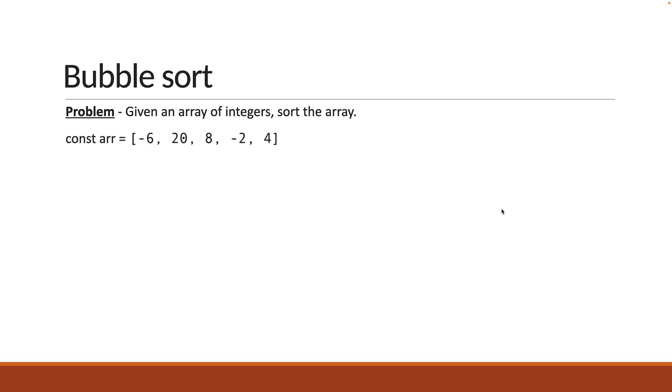For our first sorting algorithm, let's take a look at bubble sort. For our specific scenario, here is the problem statement. Given an array of integers, sort the array. Sorting can either be ascending or descending. For example, if we have an array of 5 integers, minus 6, 20, 8, minus 2, and 4, passing the array into a bubble sort function should return the same array in ascending order.